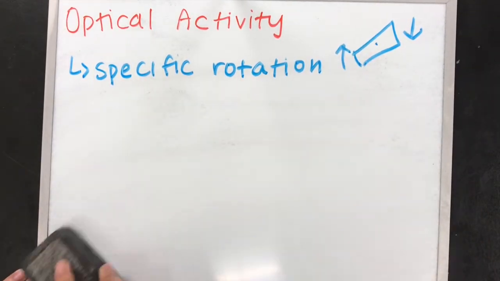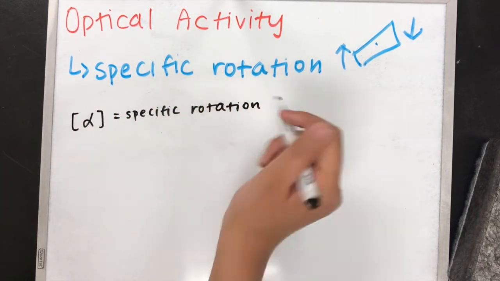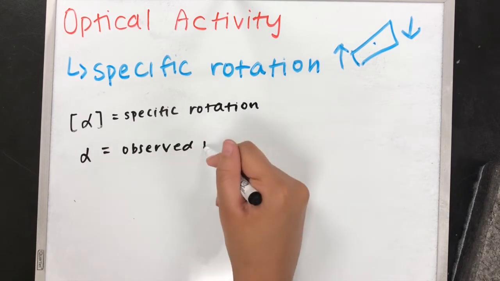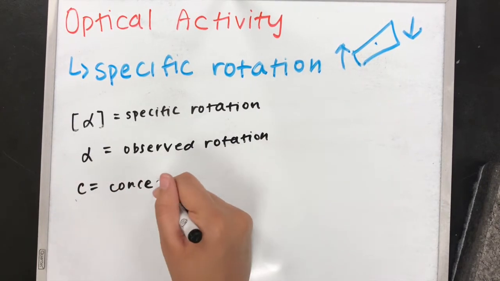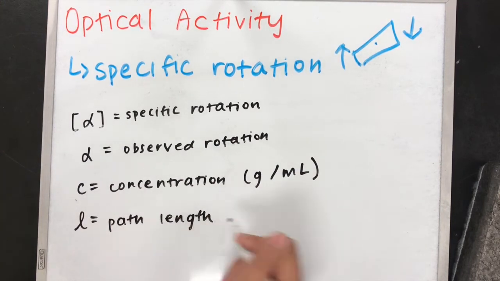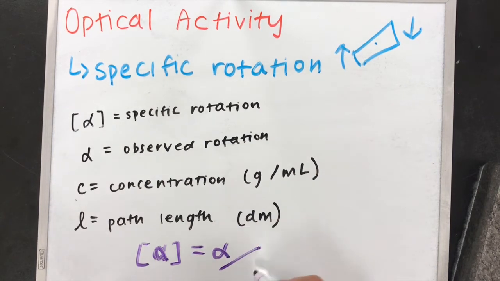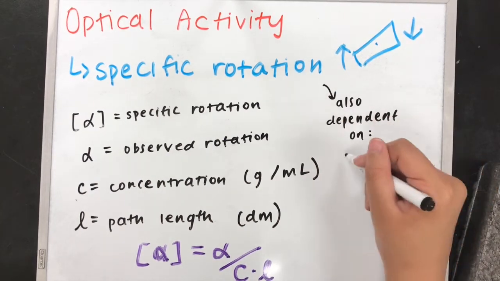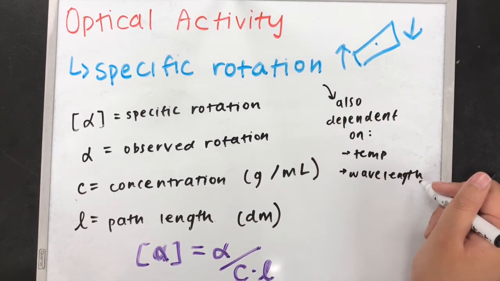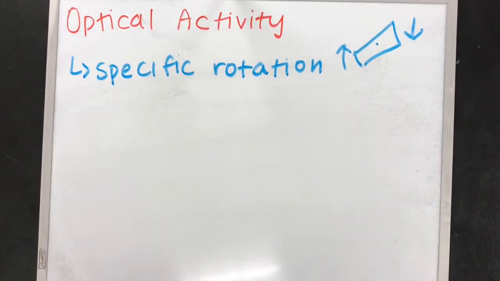Now, specific rotation is an observed rotation under standard conditions. Here is the equation for specific rotation, as you can see on the screen, where alpha in brackets is the specific rotation, alpha is the observed rotation, C is the concentration in grams per milliliter, and L is the path length in decimeters. It all comes together to the equation: specific rotation is observed rotation over the value of concentration times path length. Specific rotation is also dependent on temperature and wavelength. The relationship between these factors and specific rotation is not linear, therefore they cannot be used in the equation.